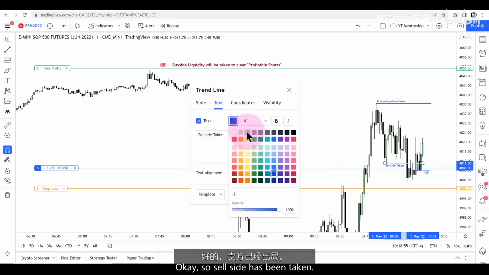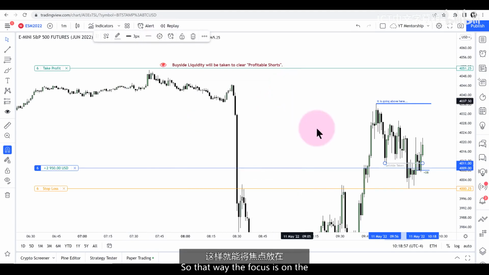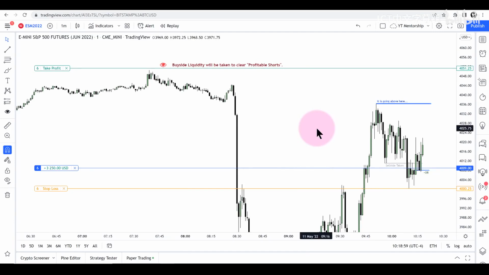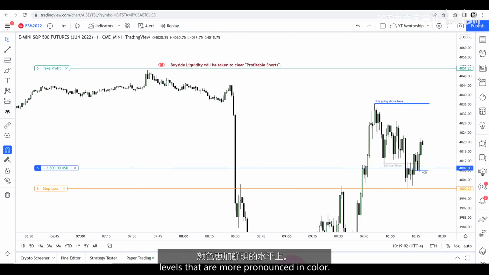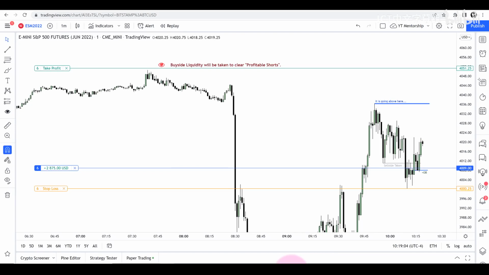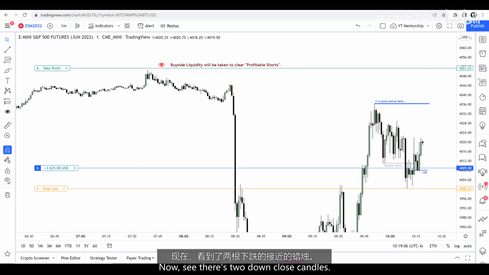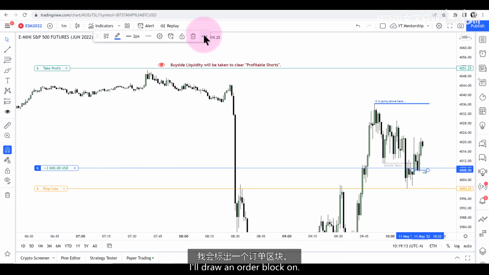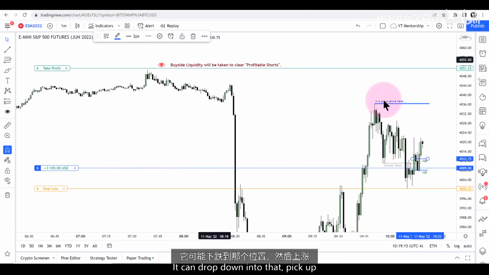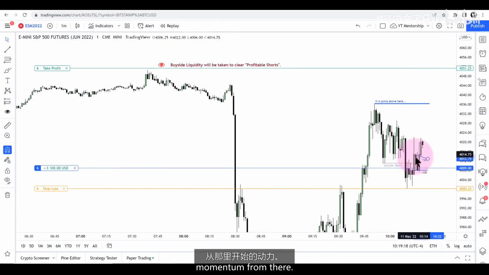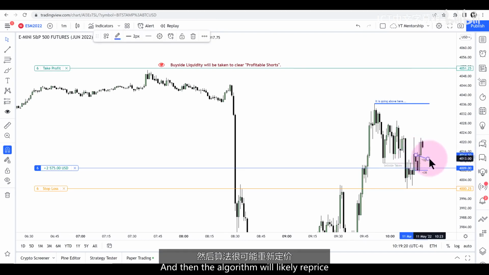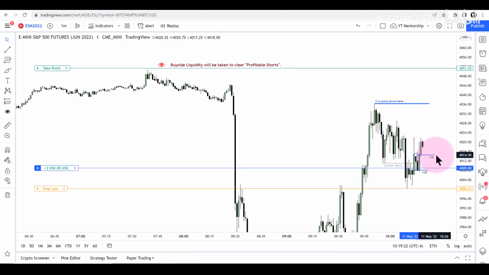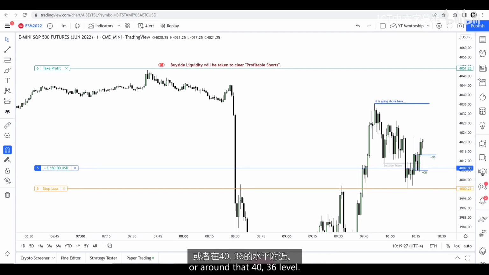Okay, so sell side has been taken. This is now being dimmed, so that way the focus is on the levels that are more pronounced in color. Now, see those 2 down close candles? The higher candle of the 2, I'm going to draw an order block on. It can drop down into that, pick up momentum from there, and then the algorithm will likely reprice higher to the buy side liquidity or around that 40.36 level.